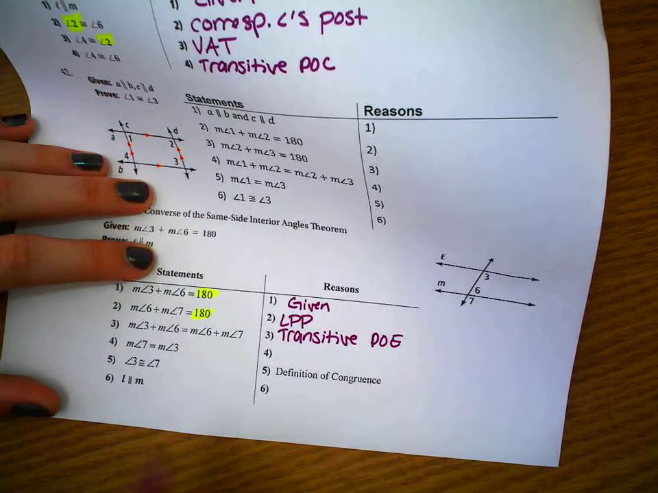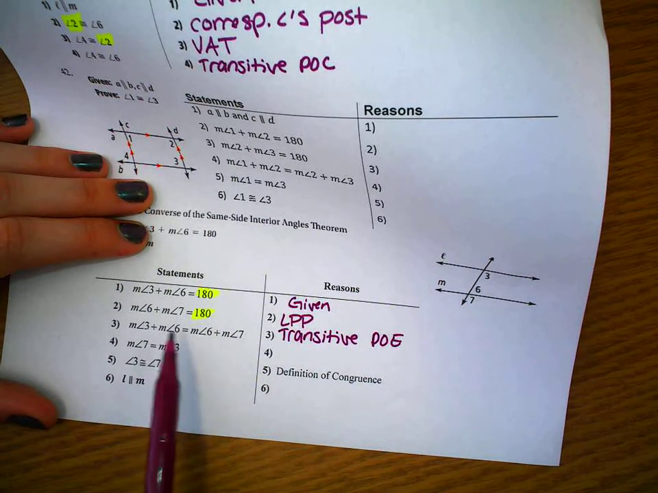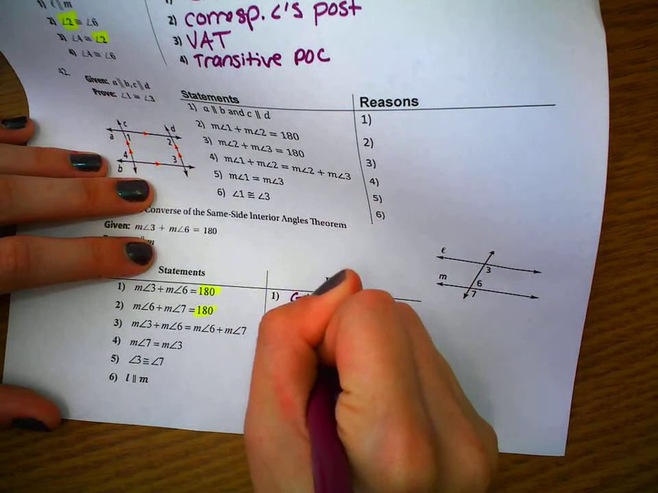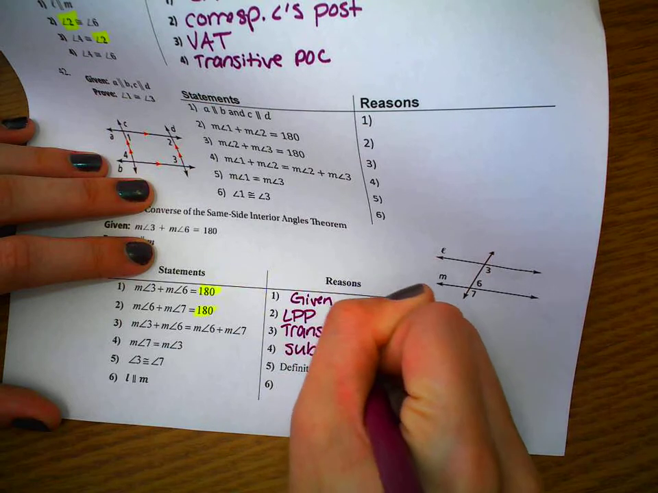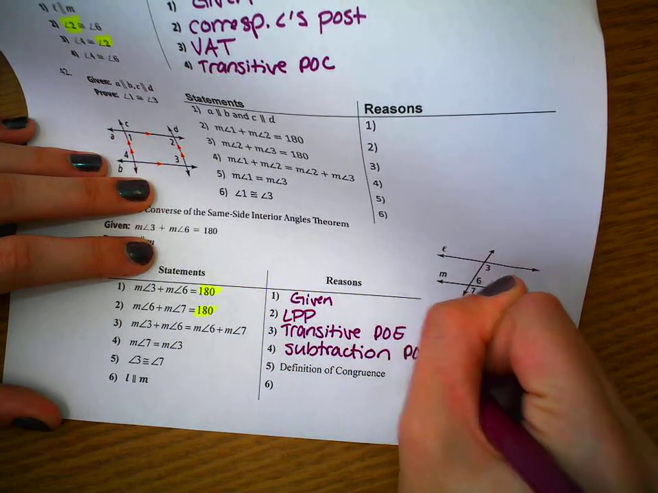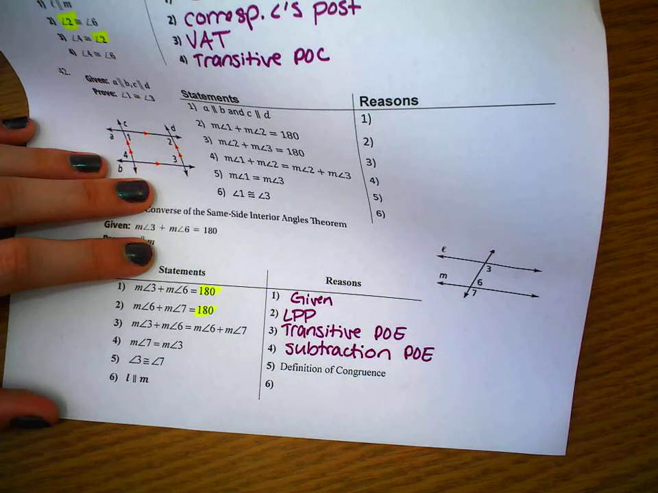Alright, so my next statement, I'm missing something now. It looks like I've gotten rid of the measures of angle 6 on both sides. I have subtracted the measure of angle 6 from both sides, and this is using the subtraction property of equality. And I'm left with the measure of angle 7 equals the measure of angle 3.